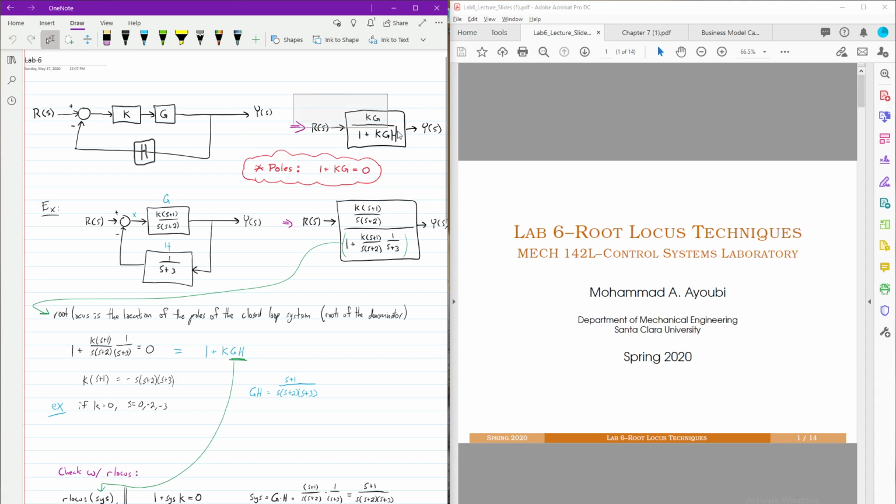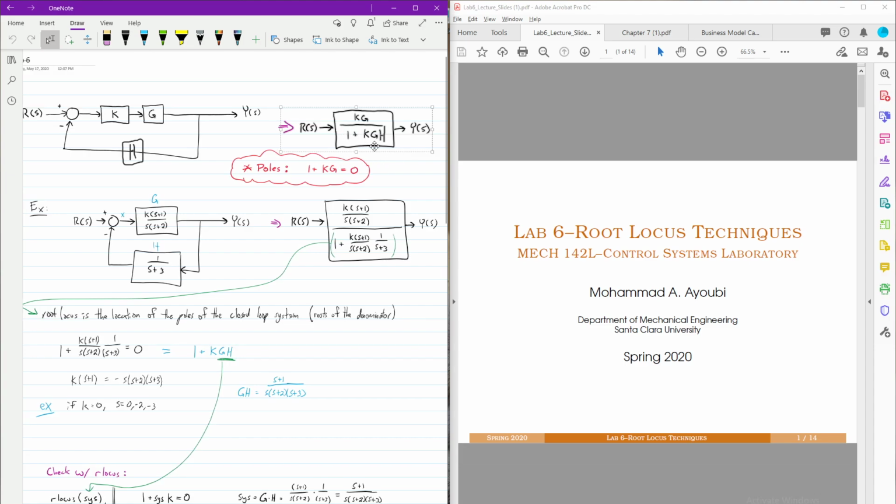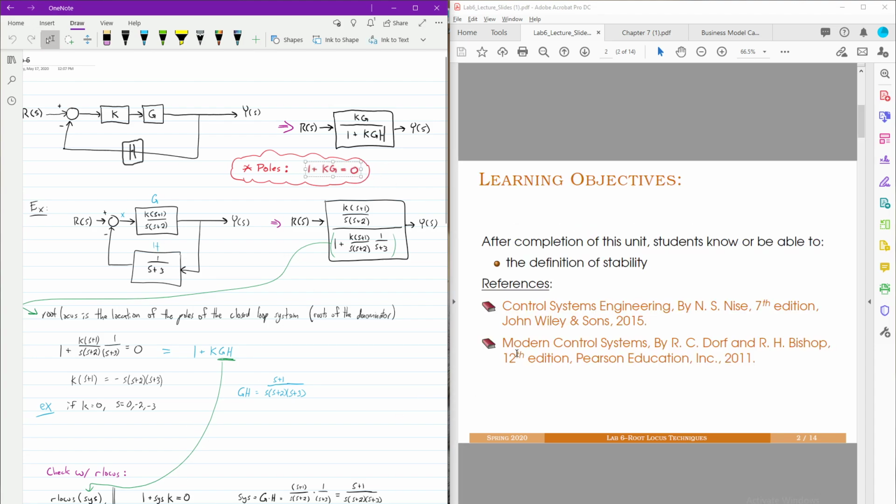We can simplify it to this thing, and then we can find the root locus based off of the roots of the denominator, otherwise known as the poles of the system, right? That's a big concept right there. The roots of the denominator are the same as the poles of the system. So that's what the root locus is. We're going to plot the poles of the system by looking at this guy here and solving for it equals to 0. Okay.